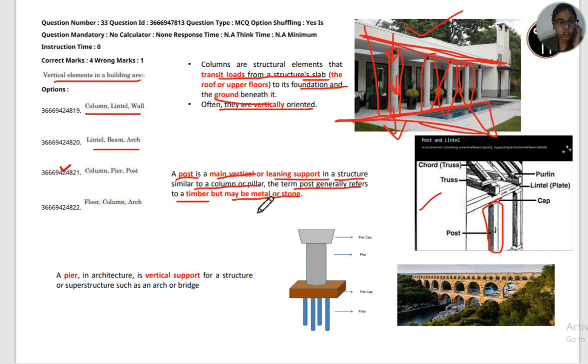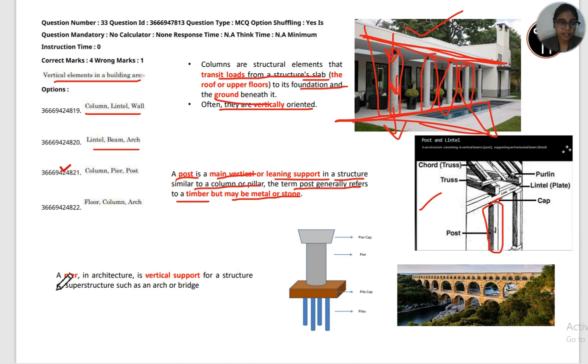So when we talk about a column which may be made up of timber, metal or stone, then we symbolize it with the term post. But the purpose is almost the same, and they are also vertical elements, and their function is also to transmit the load from the horizontal slab to the ground beneath.